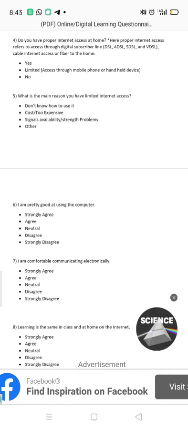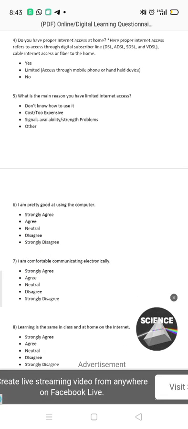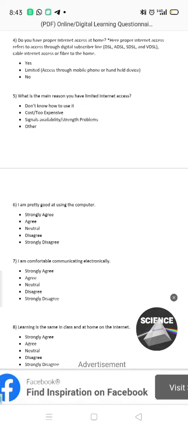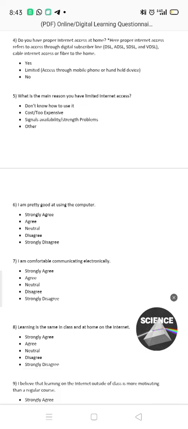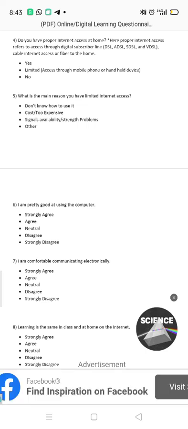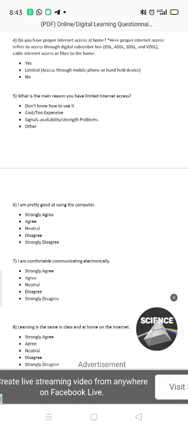Question number 5. So these are all close ended questions. What is the main reason you have limited internet access? Option 1, don't know how to use it. 2, too expensive. 3, signal availability or strength problems. And 4, other. So look at the answers. They are not complete sentences but meaningful phrases.